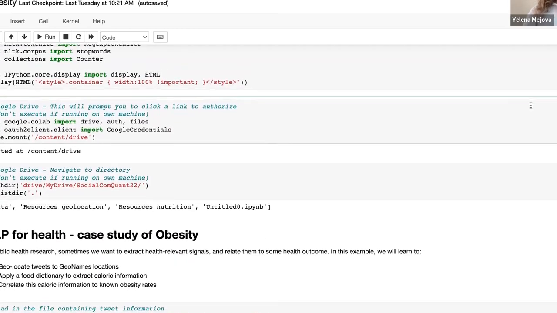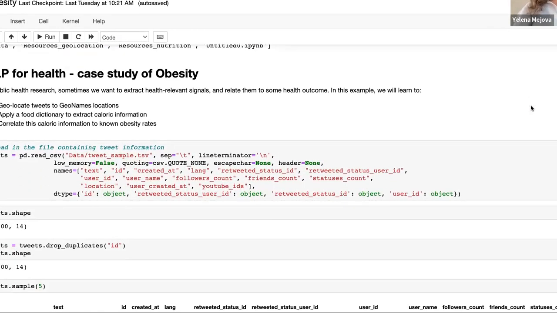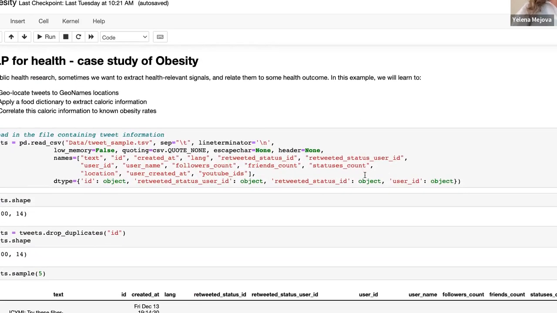So you can run it along with me, but some of the things take a minute or two to run. So feel free just to follow along with me and try to run it later. So I include a whole bunch of things. I'm actually a little lazy, so I sometimes include things that are not particularly necessary. So my apologies, but most of these things should be necessary. I have a couple of things if you are running it from Google Drive. So the case study of obesity here, we will do geolocation, food dictionary discovery, and correlation with known information.